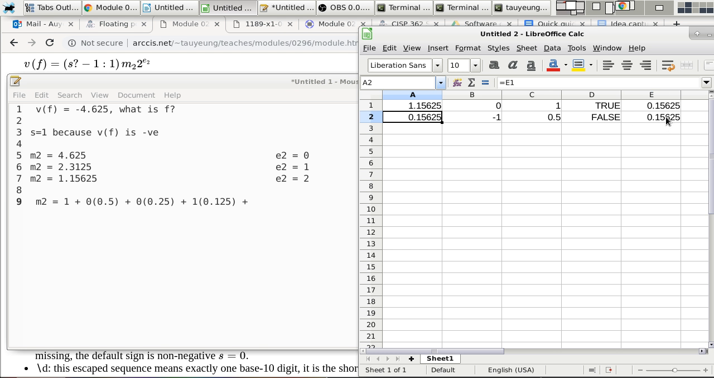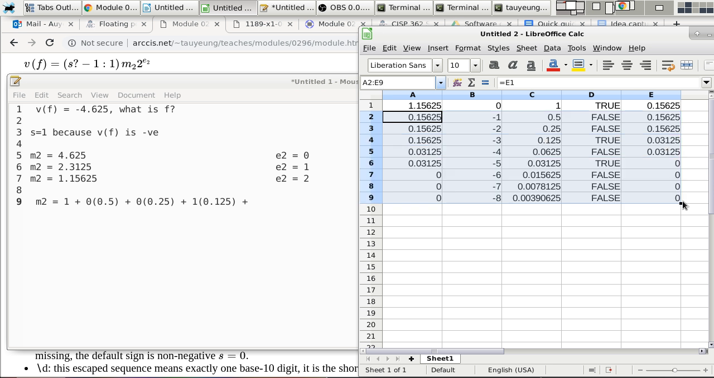1, 2, 3. And go like, that doesn't look like a binary number to me. Or we still have values to convert. Let's just go down a few rows like that. I'm done with my conversion.